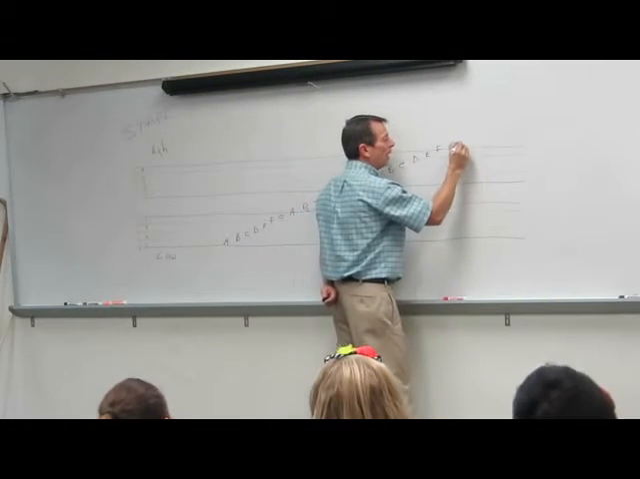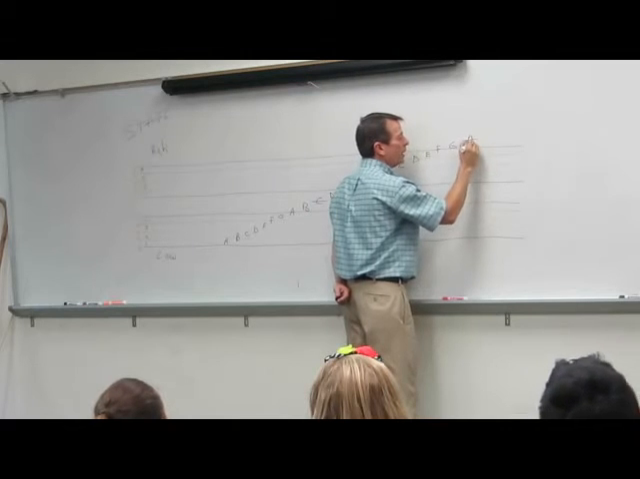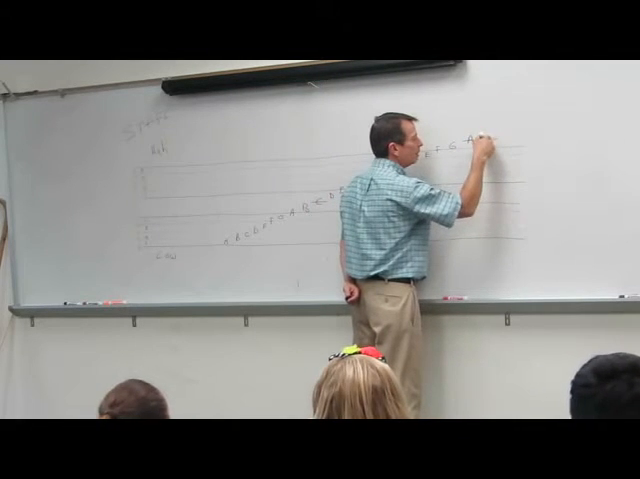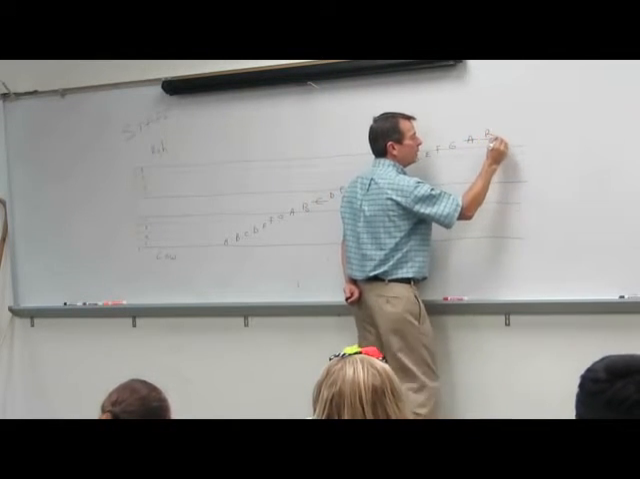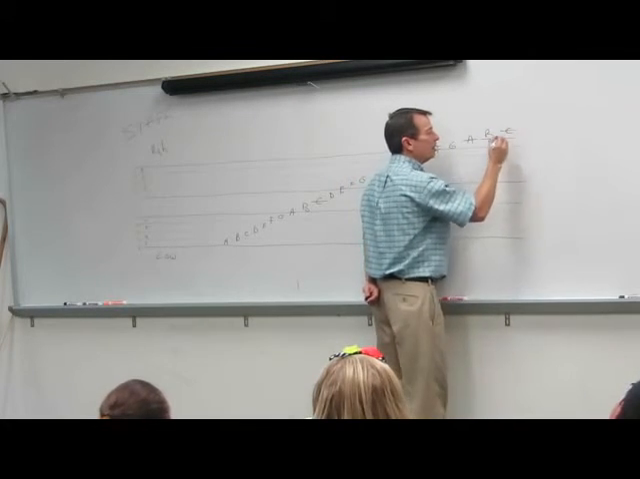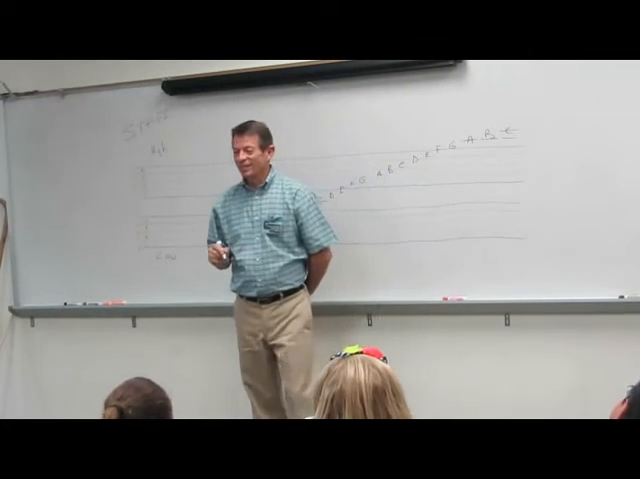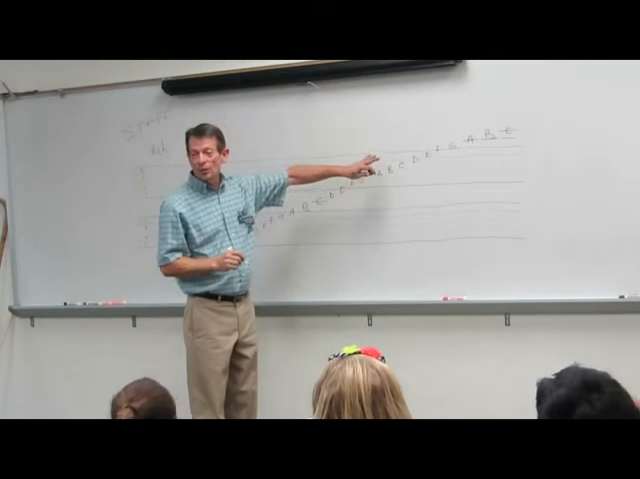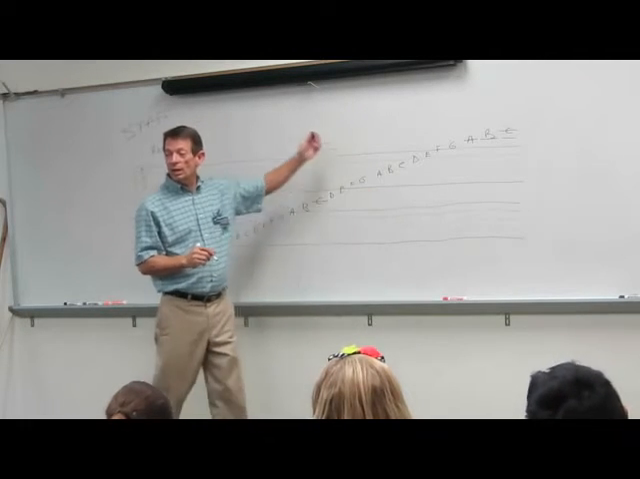E, D, E, F, G, A, B, C, D, E, F, G. And I can put a ledger line for the A. Put a ledger line to make the space for the B. And put another ledger line for the C. See how the ledger lines work? Yes, sir. We still have our main 5. We just use them above and below the staff.